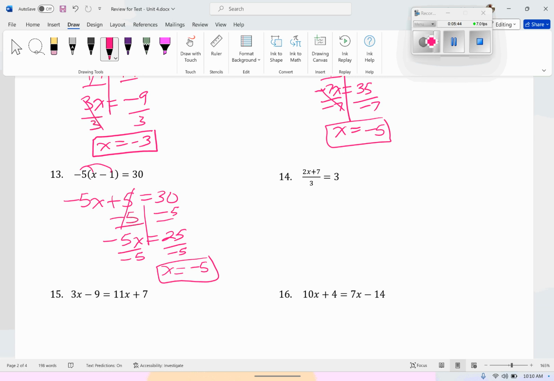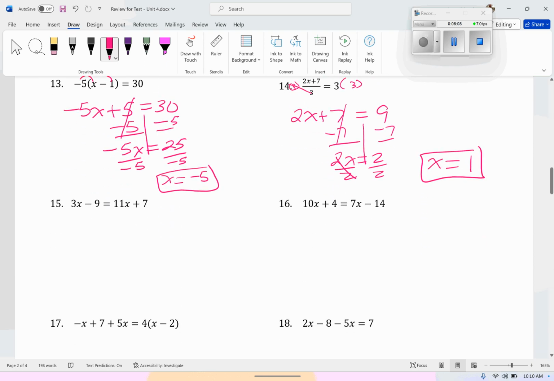Problem 14, I have a denominator. So I'm going to multiply both sides by this denominator. What that does is it cancels the denominator out, leaves me 2x plus 7 on the left side. 3 times 3 is 9. Start solving it. Subtract 7 from both sides. Those cancel. So I get 2x is equal to 2. Divide both sides by 2. Those cancel. 2 over 2 is the same thing as 1.